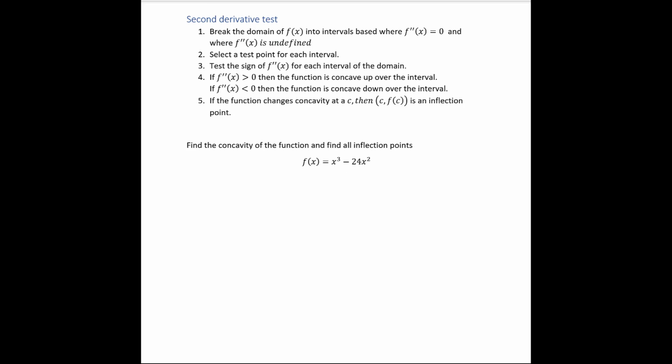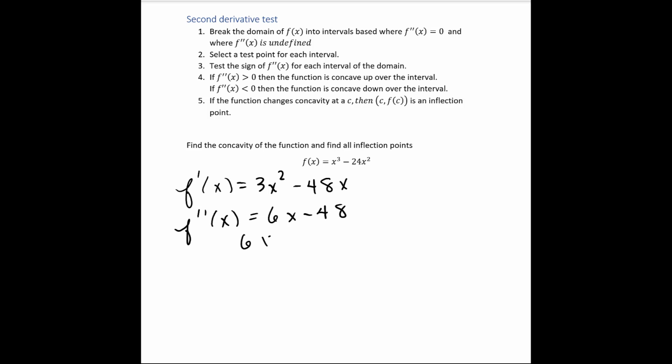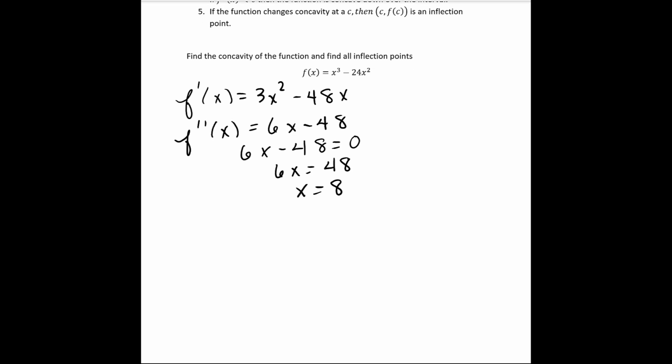So our first example, we'll find the concavity and the inflection points of f of x equals x cubed minus 24x squared. The first derivative is 3x squared minus 48x. We're going to move right to the second derivative, which is 6x minus 48. I want to take the second derivative and set it equal to 0. That says 6x is 48, so x will be 8. So this is where our second derivative was 0. This is where we will start our intervals.